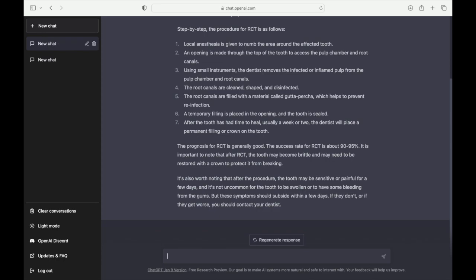It is important to note that after RCT, the tooth may become brittle and may need to be restored with a crown to protect it from breaking.